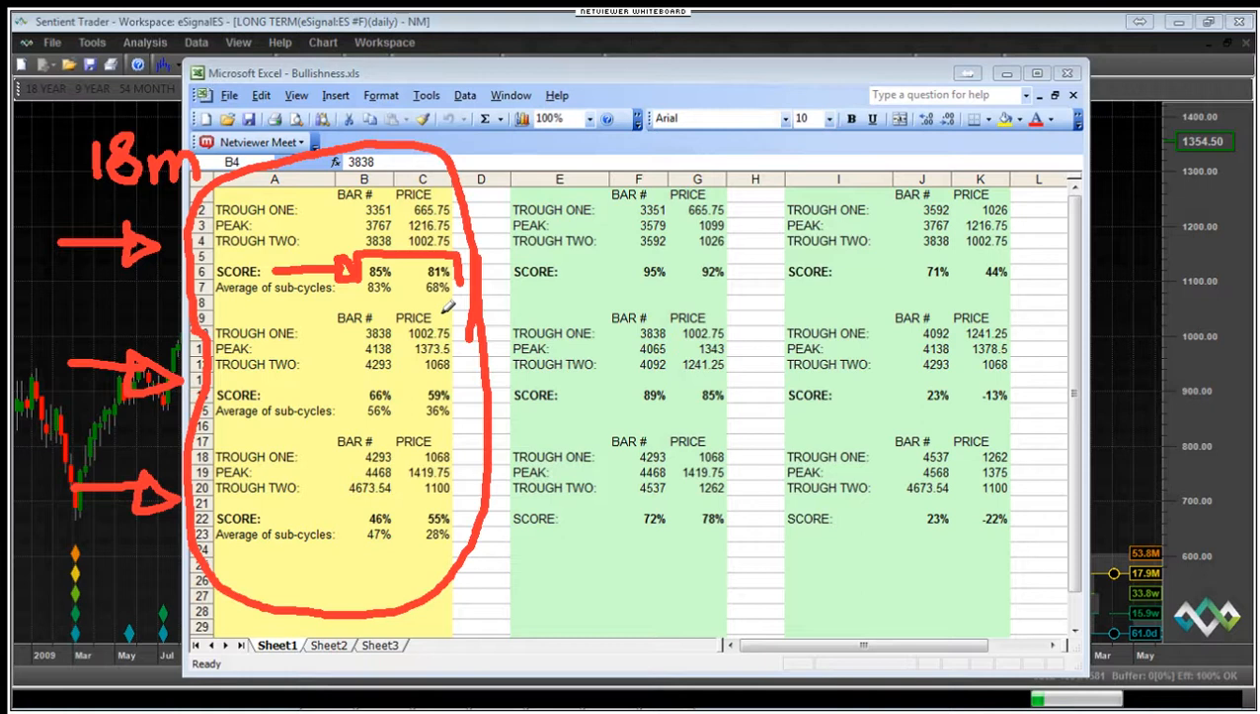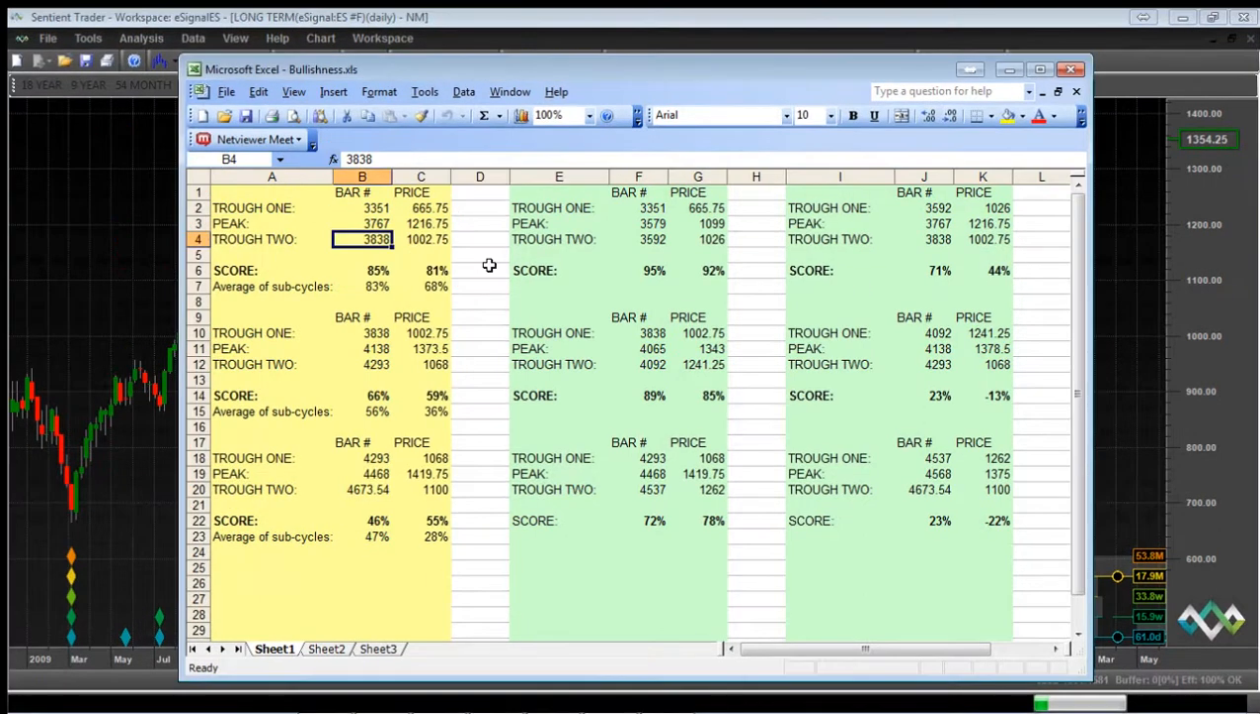Because remember, there are two measures of the bullishness of a cycle. How late does the peak occur, that's the first measure, and the second measure is the position of the final or closing trough of that cycle. So as a result, we get two scores for each cycle. And the two scores for the first 18-month cycle were 85% and 81%.